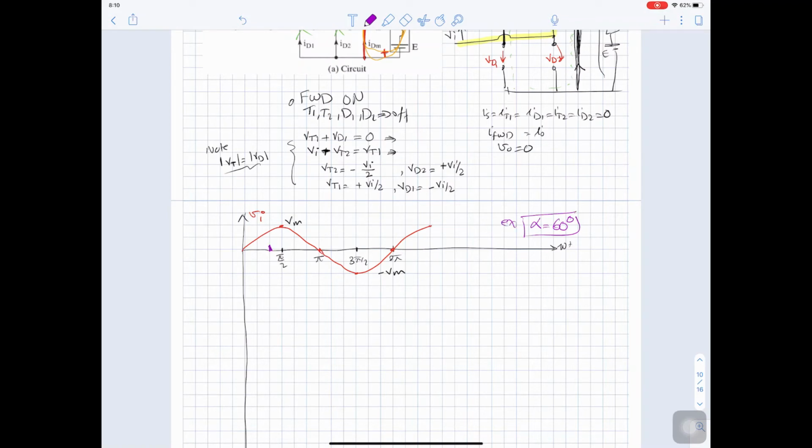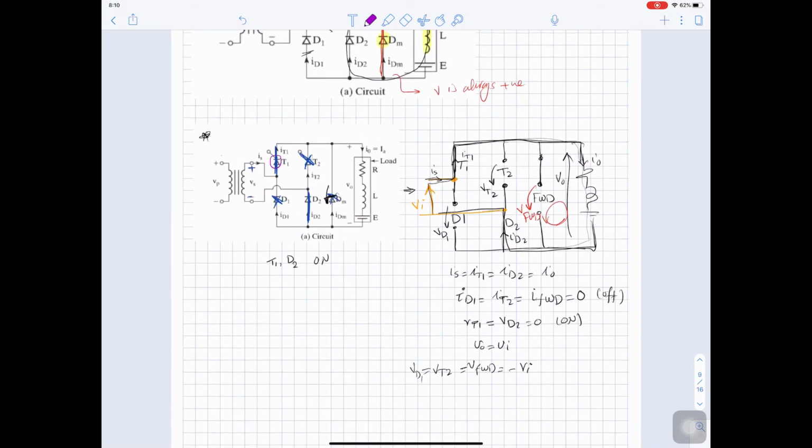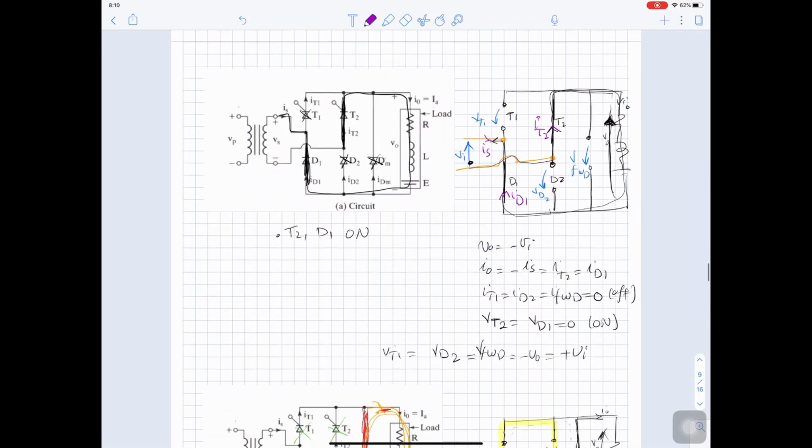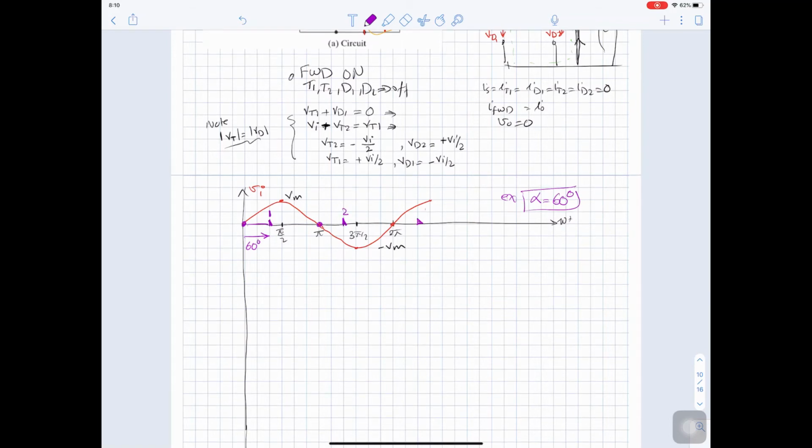So here is alpha is 60 degree. So this is alpha for 1. Don't forget that we have only one controlled switch in the positive half cycle and one controlled switch in the negative half cycle. So in the positive half cycle, we will wait 60 degree and fire the first. From the negative half cycle, we will wait 60 degree and we will fire the second, and so on.